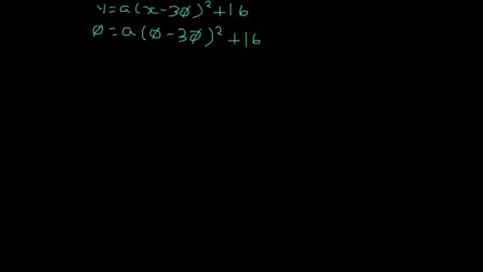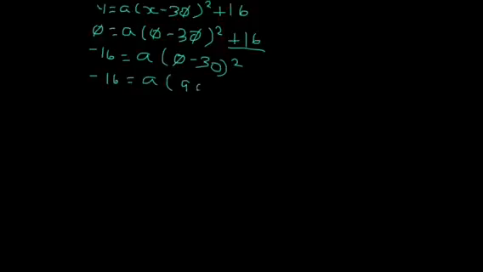So when we're going to find a, it's just basic algebra. You're going to bring this 16 over here, and make it minus 16 equals a(0 minus 30) squared. From there, you're going to have to do BEDMAS, right? So whatever's in the brackets. You take 0 and subtract 30 from it, and then you square it, which gives you 900. So minus 16 equals a times 900.